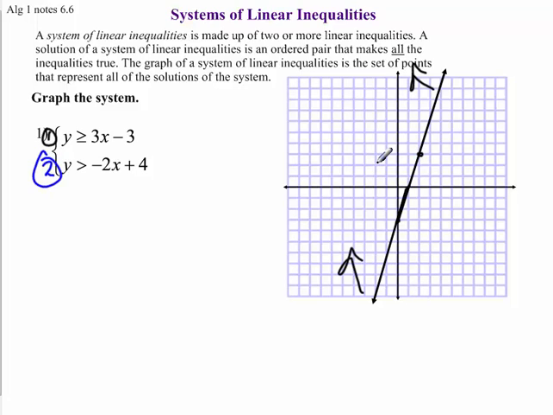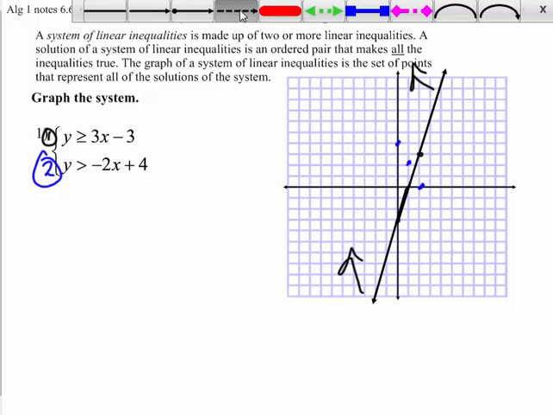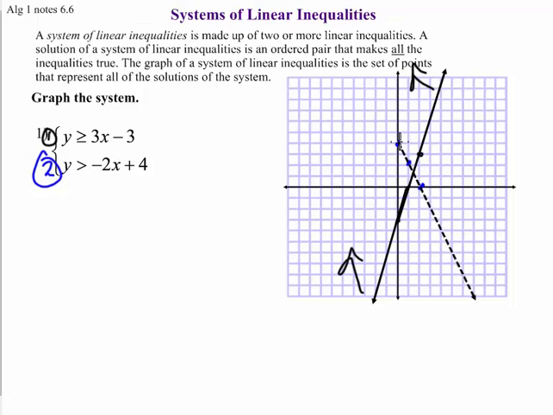Alright, so here's the second one. We'll put it in blue. Has a y-intercept of +4, so up to 4, and has the slope of down 2 over 1, down 2 over 1. Okay? Now this line has to be dashed because it's strictly greater than. So the line is not included. So I make a dashed line, alright?